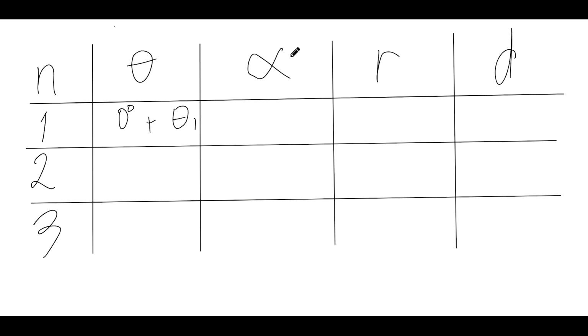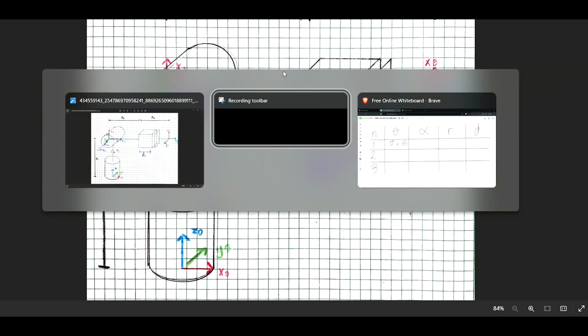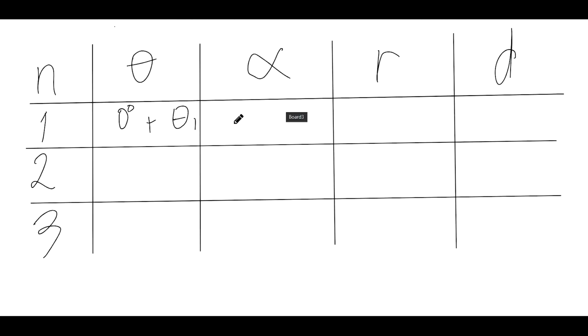The next parameter is parameter alpha. Instead of rotating x along the z-axis, we will now rotate z sub 0 along the x-axis to match z sub 1. Looking again at frame 0 and frame 1, we can see that we can rotate z sub 0 90 degrees counterclockwise to match z sub 1. So we will put 90 degrees in the column of parameter alpha.